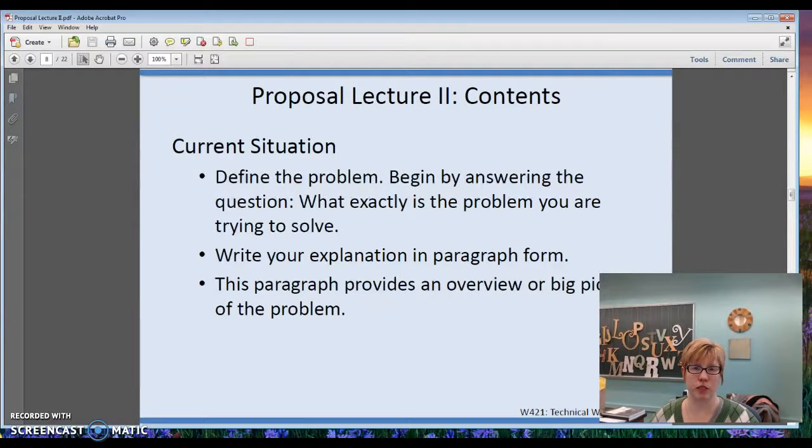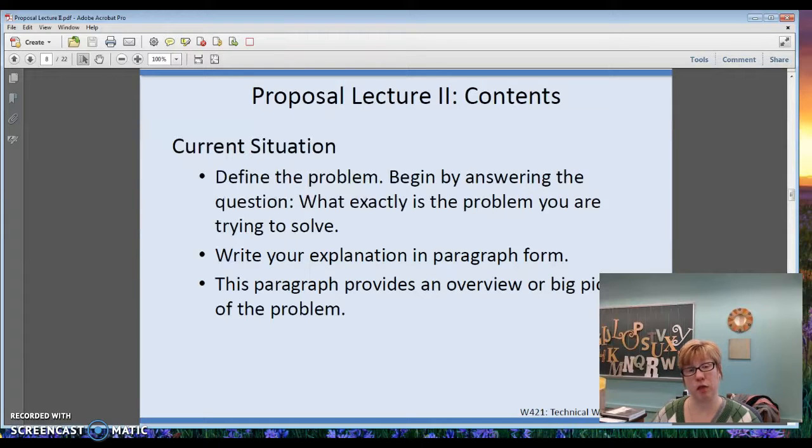So your current situation needs to specifically define what the problem is. Answer the question, what exactly is the problem you are trying to solve? If you can't easily answer that question, then you may have not really decided on what your topic is yet, and you need to go back to the drawing board and do some more brainstorming. If you can't easily say, I would like to do this because of this, there's something missing and you've got some more work to do.